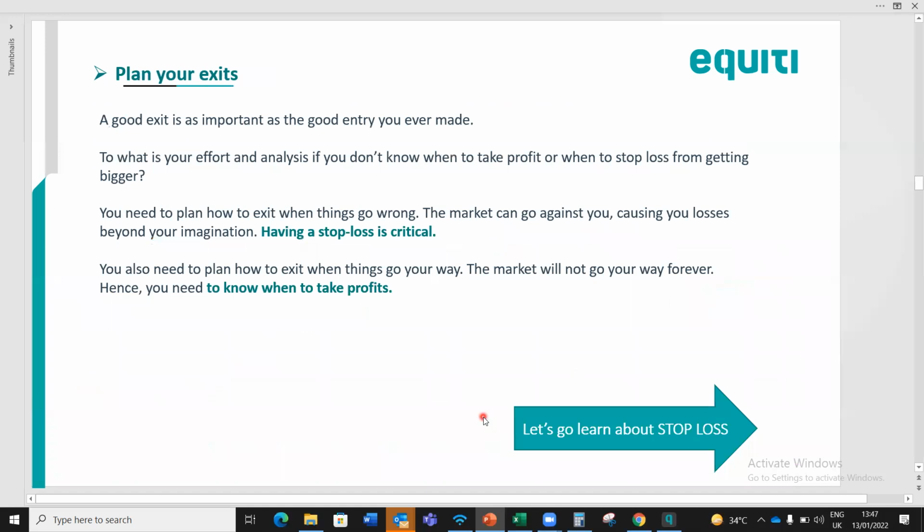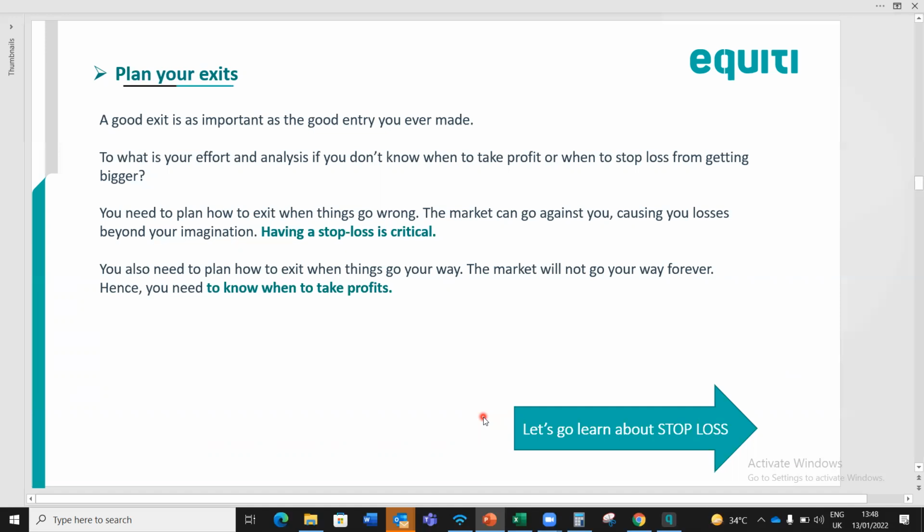Now plan your exits as well. A good exit is as important as a good entry you ever made. What is your effort and analysis worth if you don't know when to take profit or when to stop a loss from getting bigger? You need to plan how to exit when things go wrong.